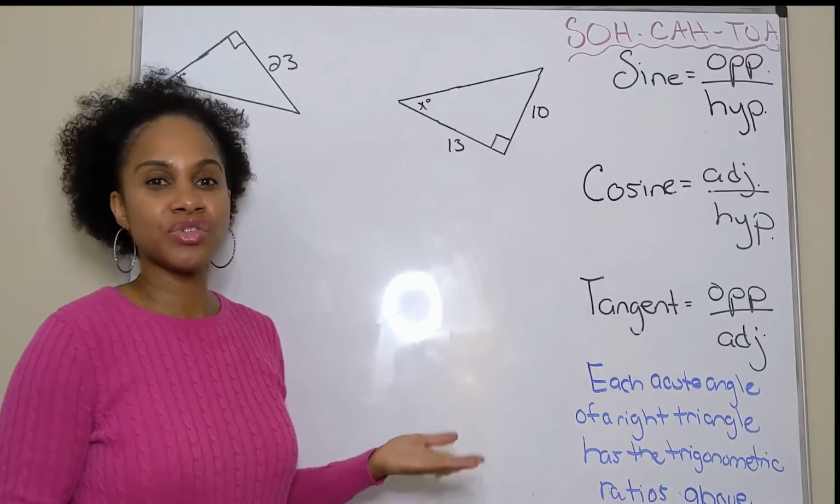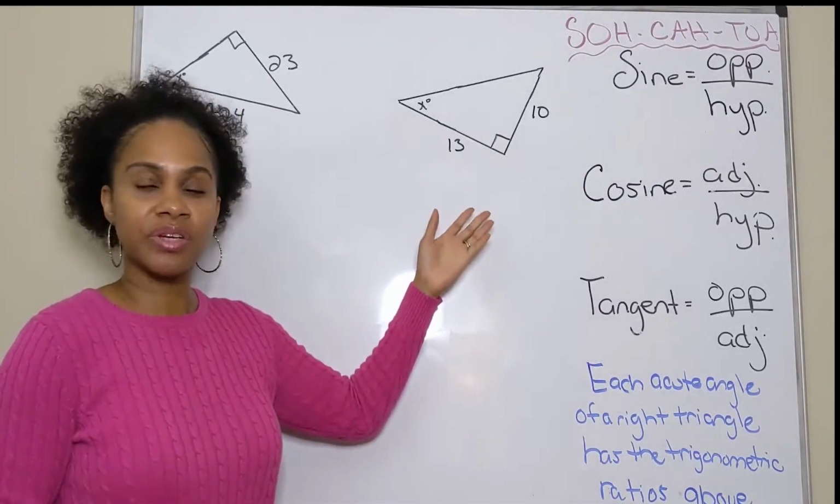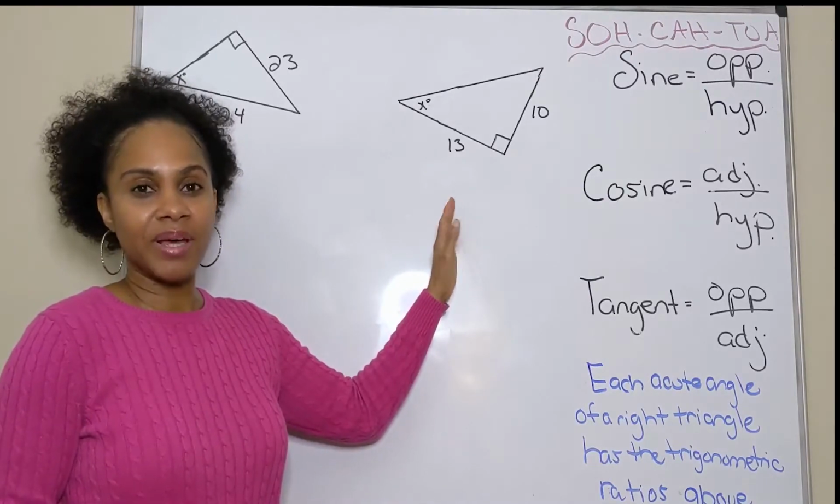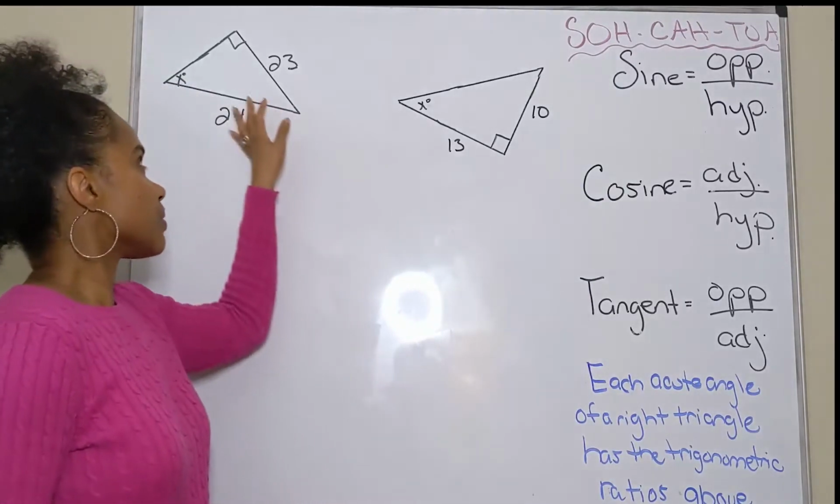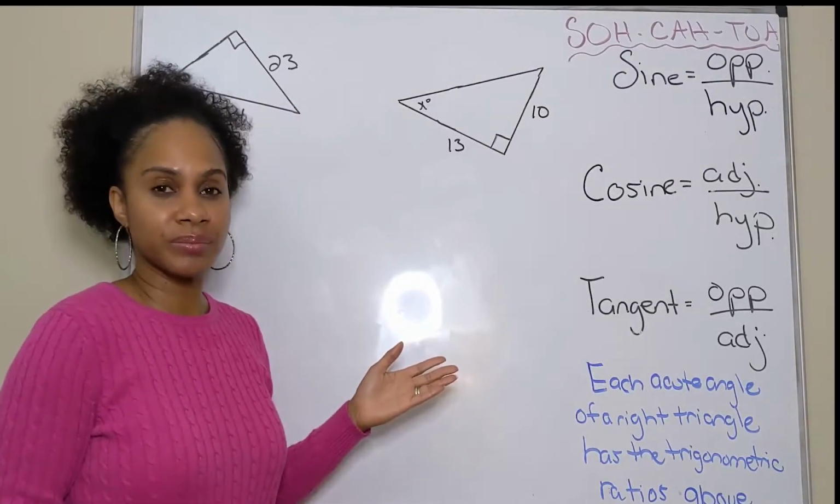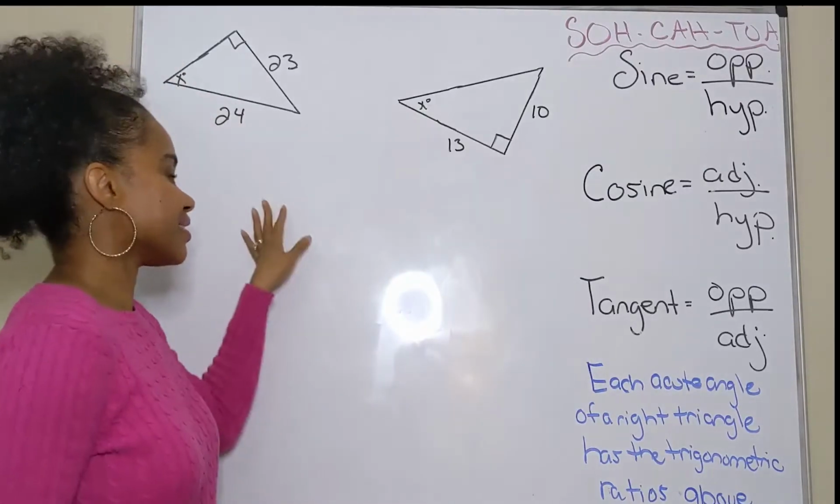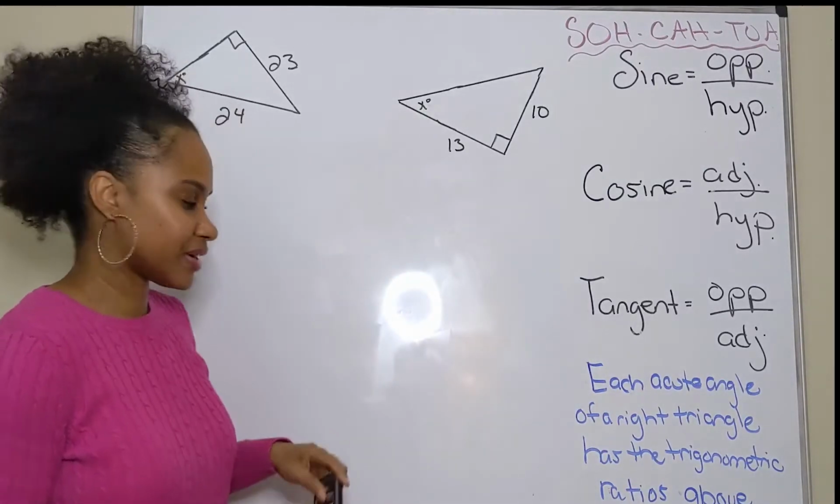Alright, and you can also use trig ratios to find the lengths of missing sides of right triangles if you're given an angle and a side. But in this case, we're finding the angle, so we're going to use what is called inverse trig, and you'll get to see exactly how we do that once I get into the problem. So let's go ahead and get started.